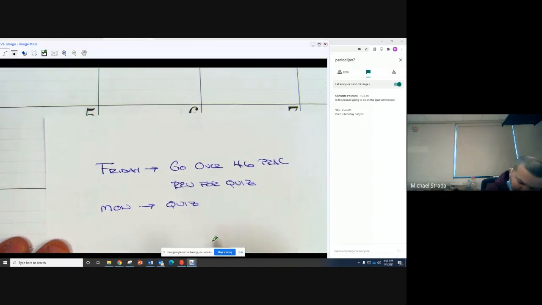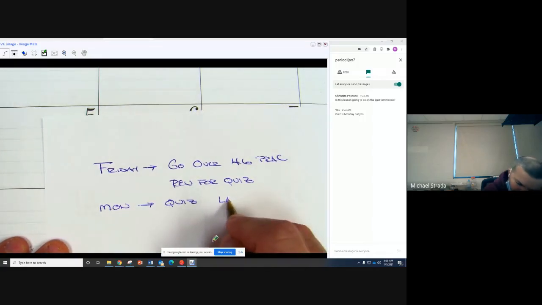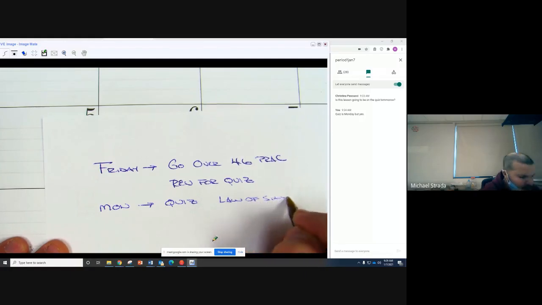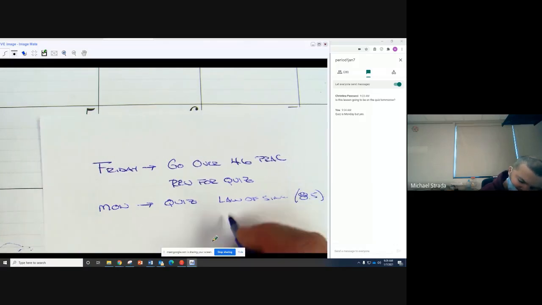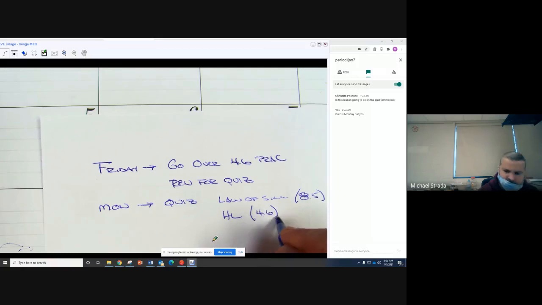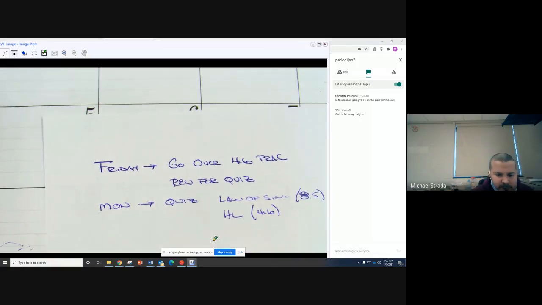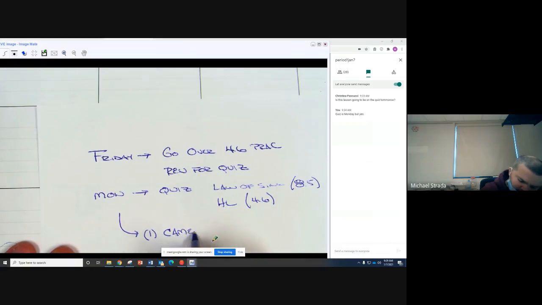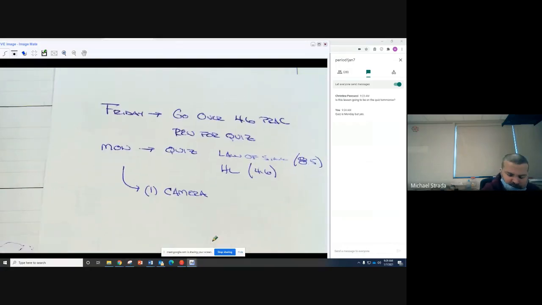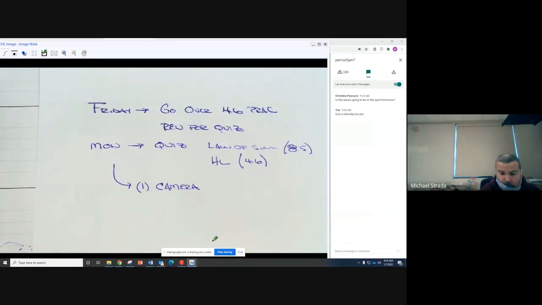Monday you have your quiz on law of sines, which is 8.5, and hypotenuse leg, which is 4.6. All right. Now, with regard to that quiz, a couple things. Number 1, during that quiz, your camera will be on. We'll talk more about this tomorrow, but your camera will be on. Normally during class, you don't have to put your camera on, but during your quiz, you will.